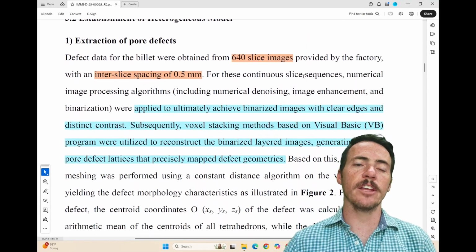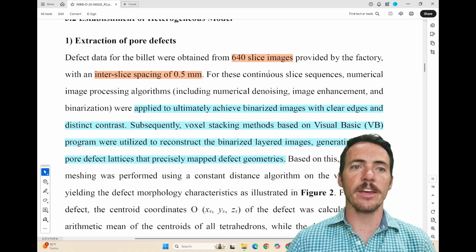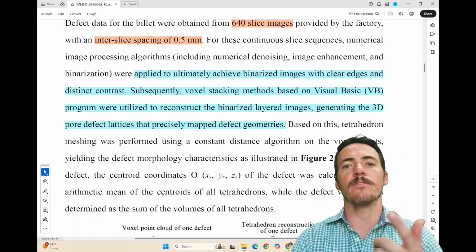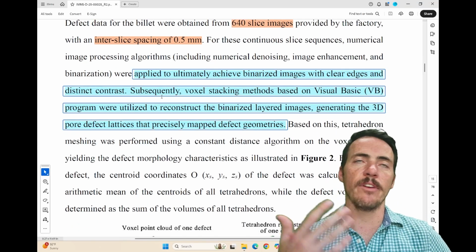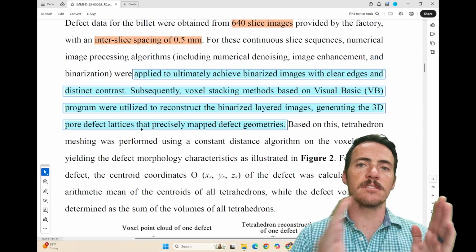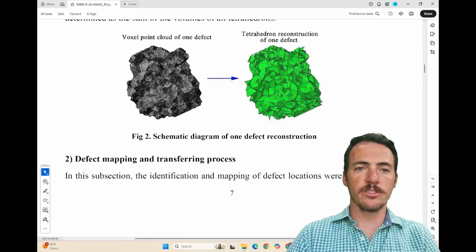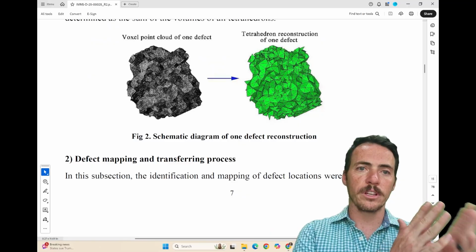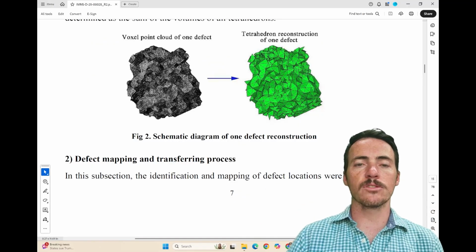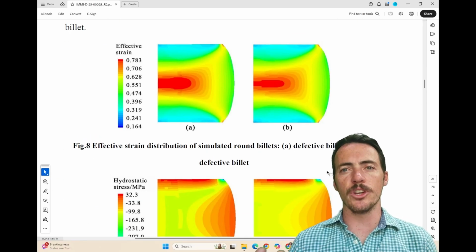So the defect data for the billet they get by taking 640 sliced images, right? And the inner slice spacing is 0.5 millimeters. And one of the cool things they develop here is they're taking advantage of the recent advances in the field where you've got the ability to generate 3D pore lattices from these slices. You can take the individual slices and then reconstruct an actual defect. And here's an example one. Figure 2 shows you what the voxel point cloud defect would look like. And then on the right, they've reconstructed that into a mesh so they can pass it through a finite element.